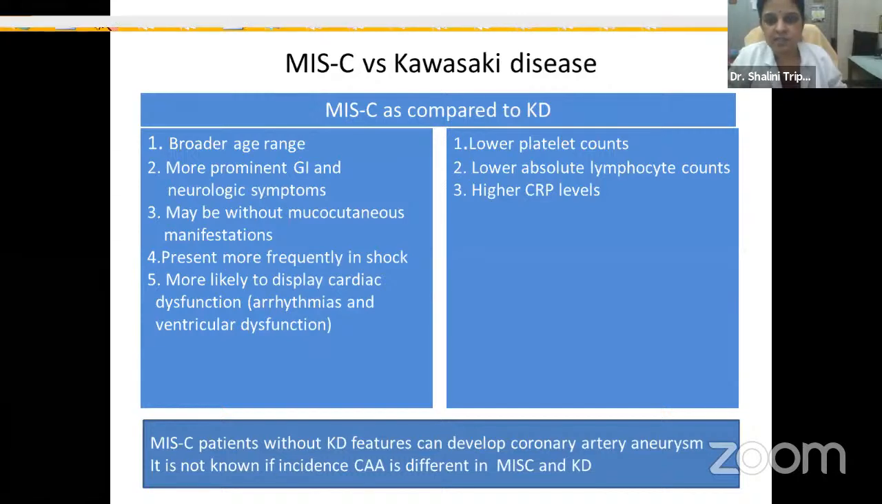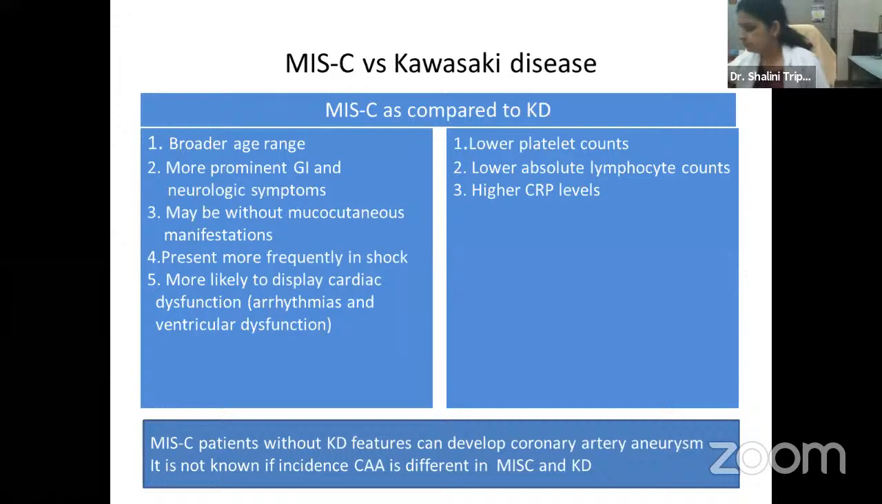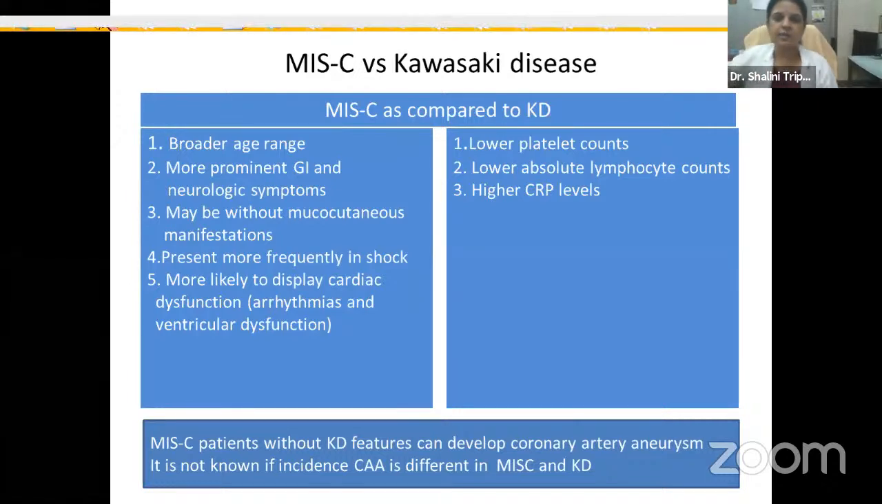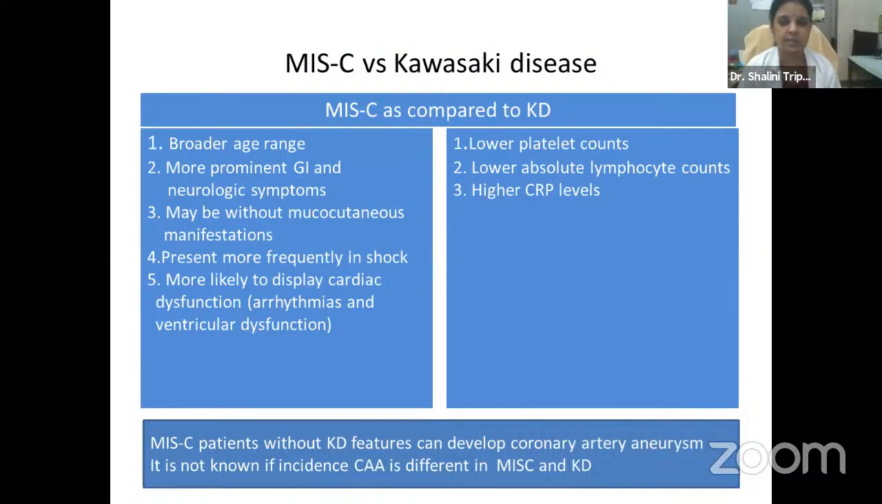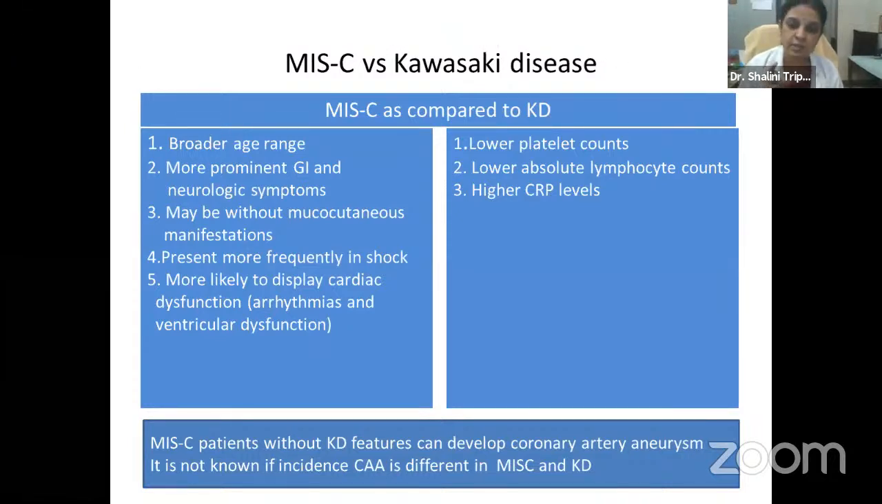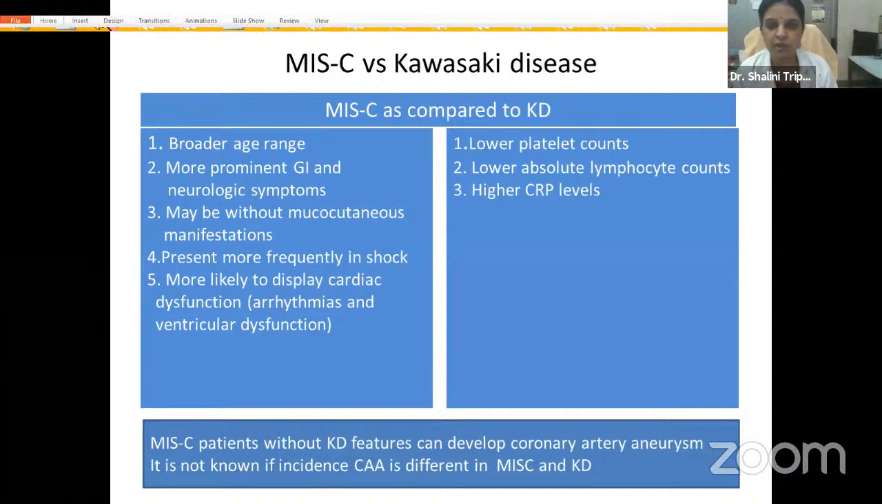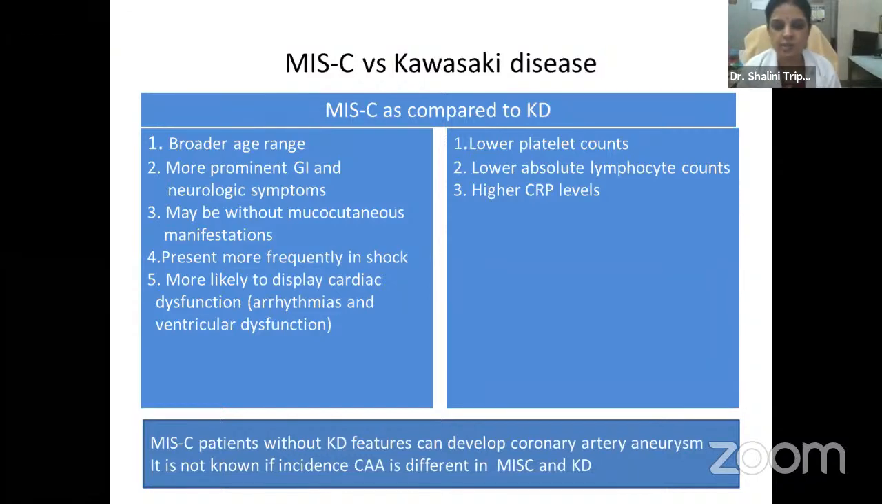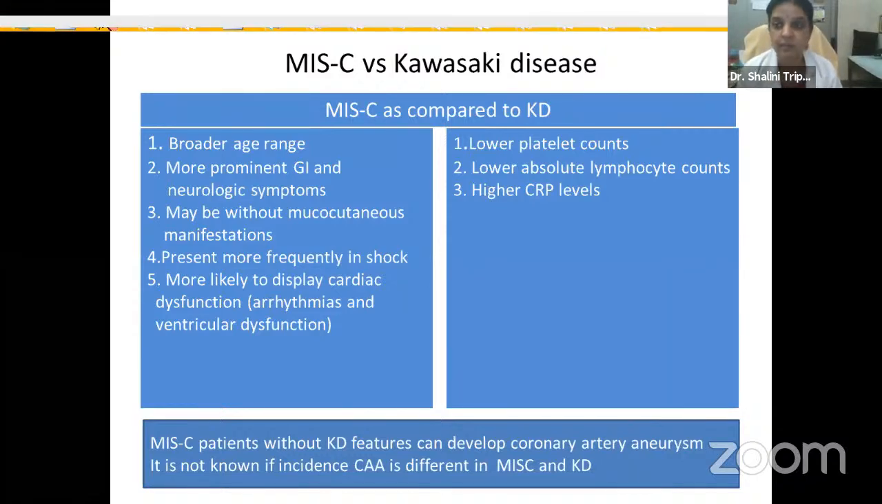Investigation wise, in MIS-C we will have thrombocytopenia, lower absolute lymphocyte count, and higher CRP levels, and not in Kawasaki disease. And very important, if we are suspecting MIS-C, even if the patient is not in shock, it is a must to do an echo to rule out coronary aneurysms and to rule out cardiac involvement.